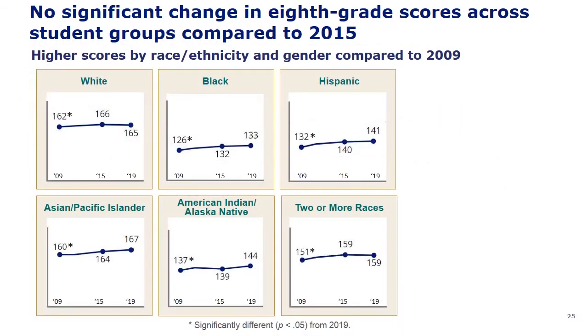For race ethnicity, we see no change from 2015, but all groups have increased their scores. And like grade 4, the white Black, white Hispanic, white American Indian Alaskan Native, and white 2 or more races gaps narrowed. Performance between white and Asian Pacific Islanders is not statistically different.